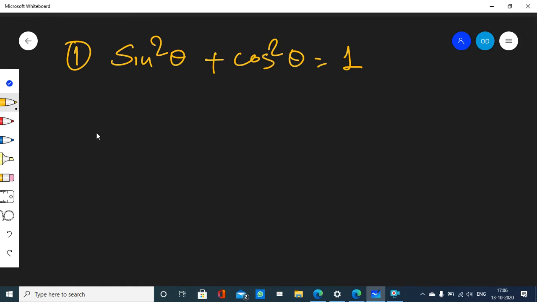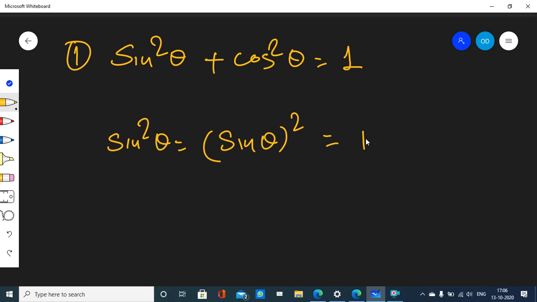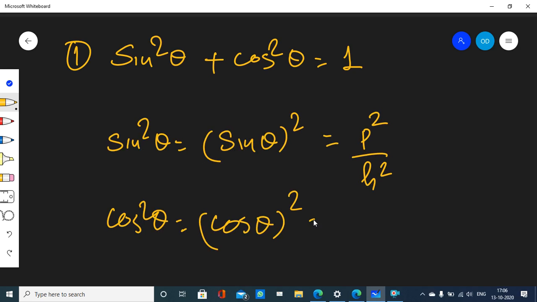Because you see that sin theta is P by H. Sin square theta means square of sin theta, and sin theta is P by H, so the square will be P square by H square. Similarly, cos square theta is square of cos theta. Cos theta is B upon H, so cos square theta will be B square upon H square.